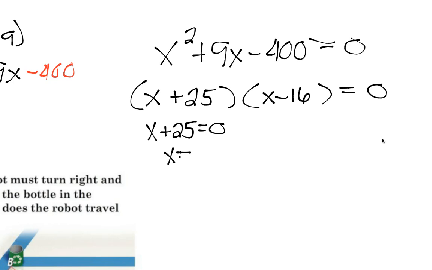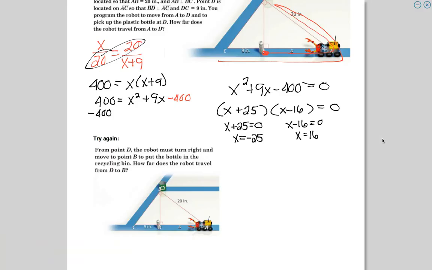So x equals negative 25. X equals 16. X cannot be a negative number, so x has to be positive 16. So there is some good factoring review for you right there.